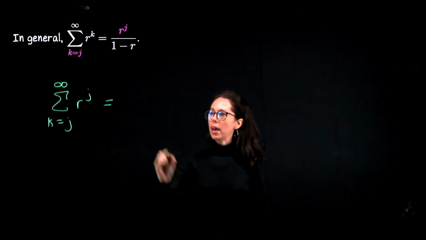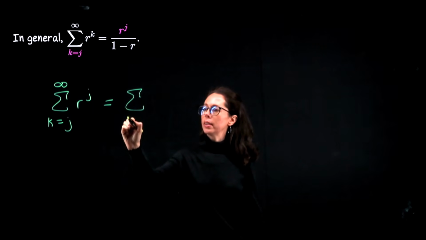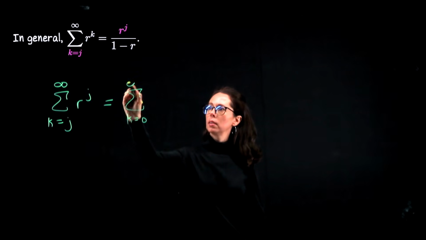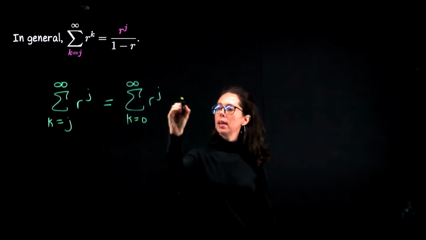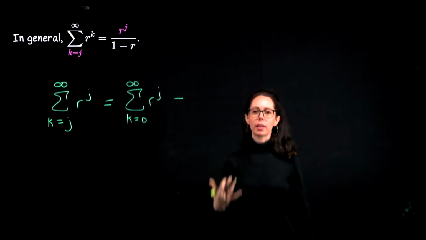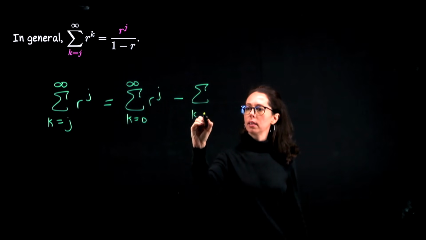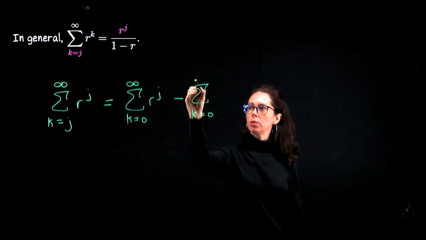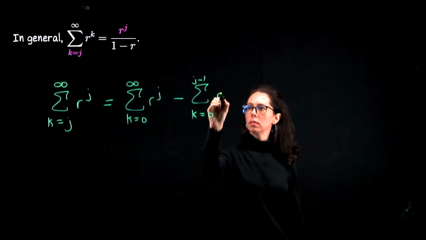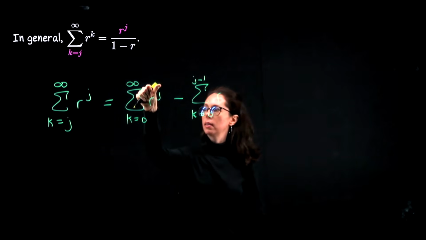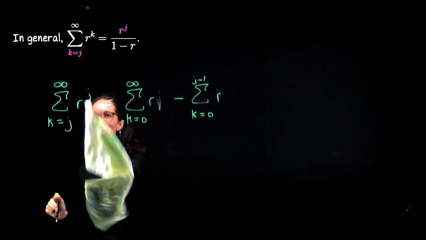We can think of this as the geometric series starting at 0 and taking off the first j minus 1 terms. So that would be like from k equals 0 to j minus 1. I'm sorry, this should be k. And so should this. Hang on a second.